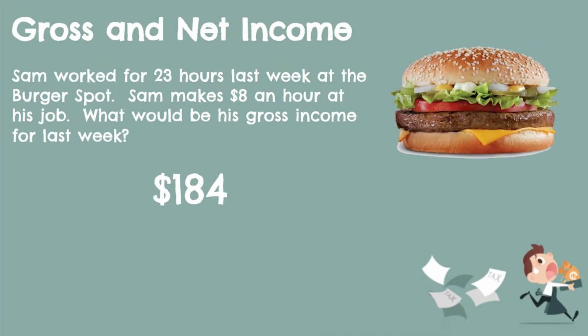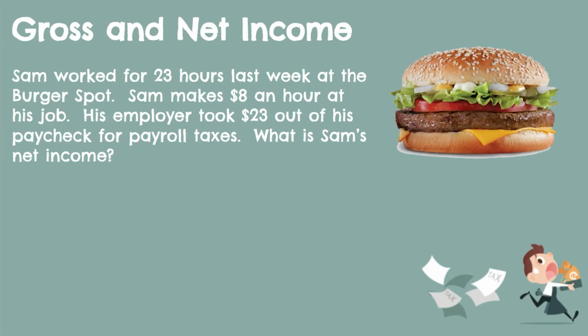But wait, that's his gross income. He still needs his deductions taken out, right? His employer took $23 out of his paycheck for payroll taxes. What is Sam's net income? I want you to figure out his net income. If he made $184 gross income and the payroll tax taken out is $23, what is his net income? Right, it's $161. It's $184 minus $23 to get $161. That is again an example of gross and net income.